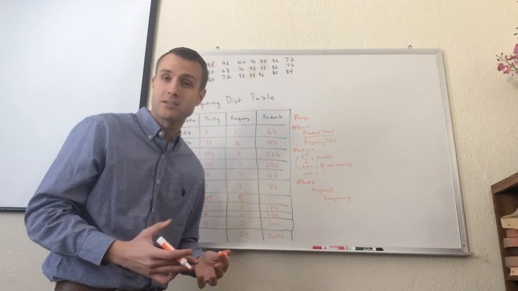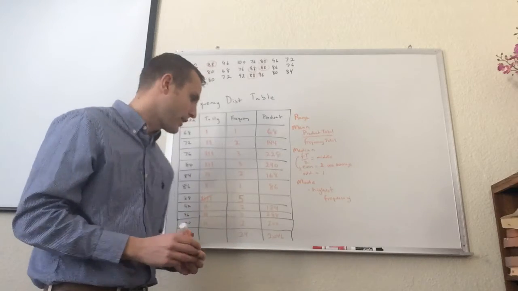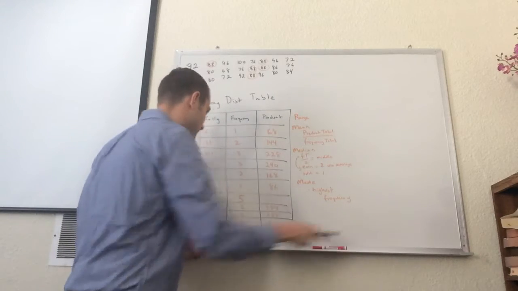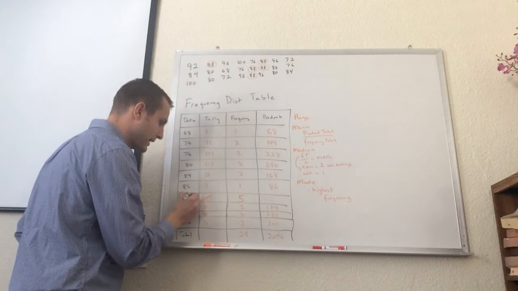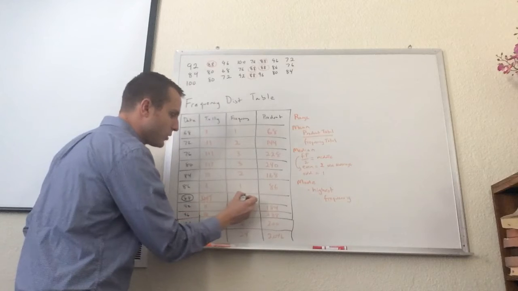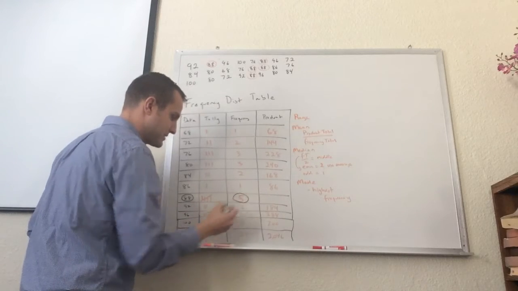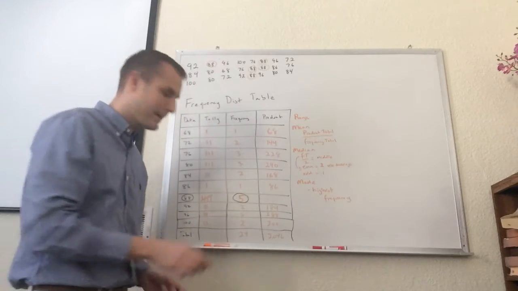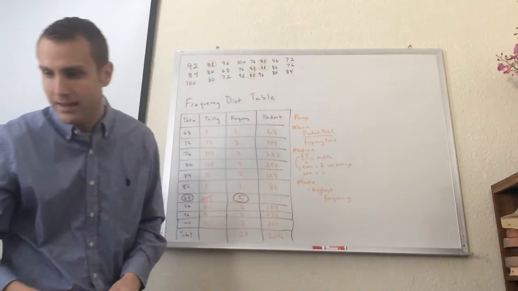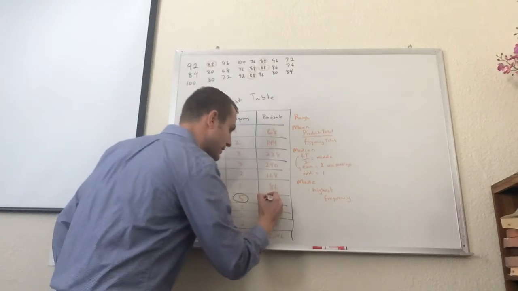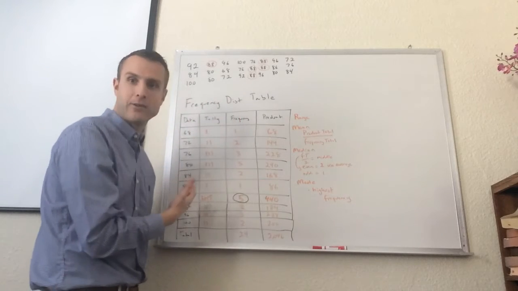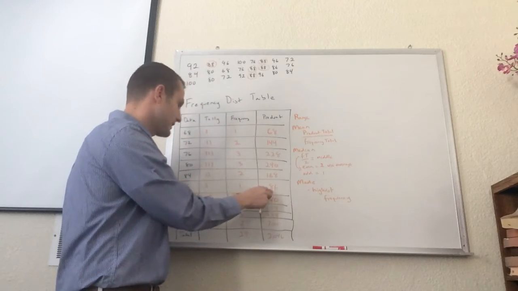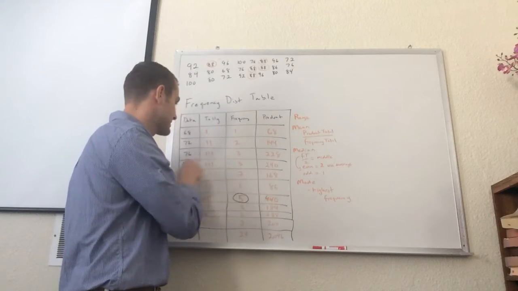Finally, you have your product. Remember, the product is an answer to a multiplication problem. So how am I going to get my product? Well, for my product, I'm going to take my number, in this case I'm doing 88, and I'm going to multiply it by my frequency. So I'm going to do 88 times 5, and that is going to give me 440. So every single one of these, I've already done them. 86 times 1 is 86, 84 times 2 is 168.